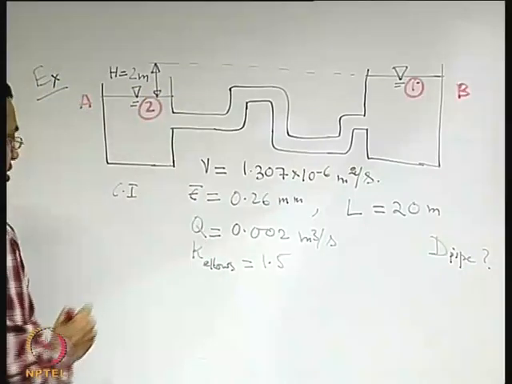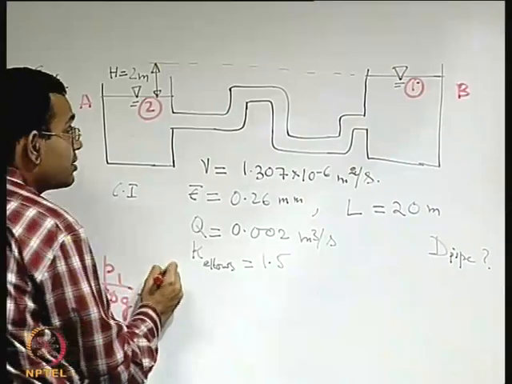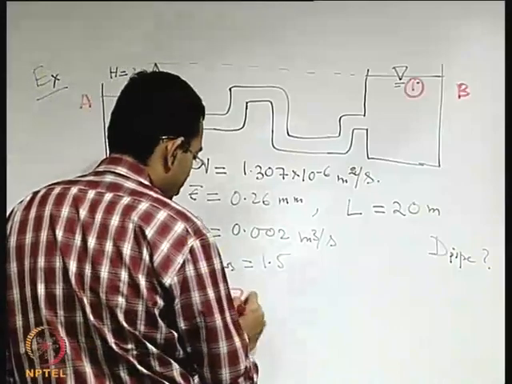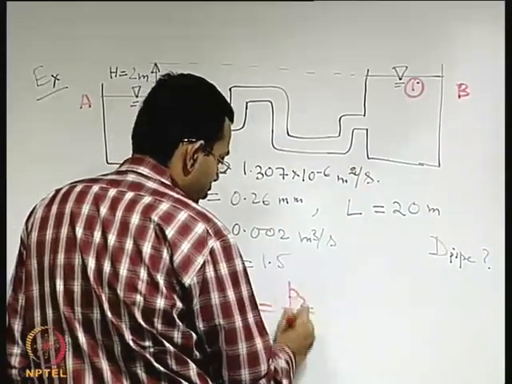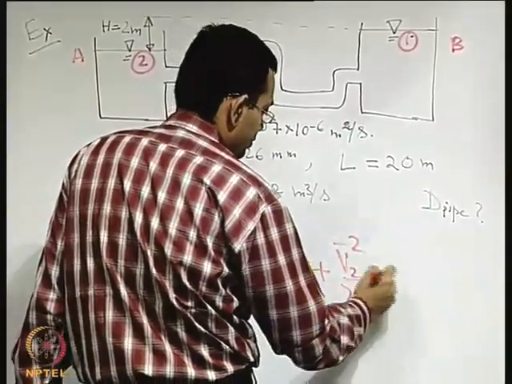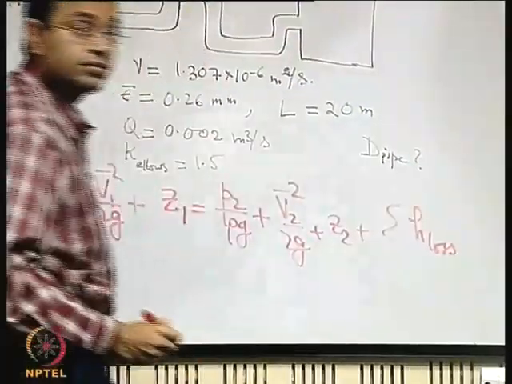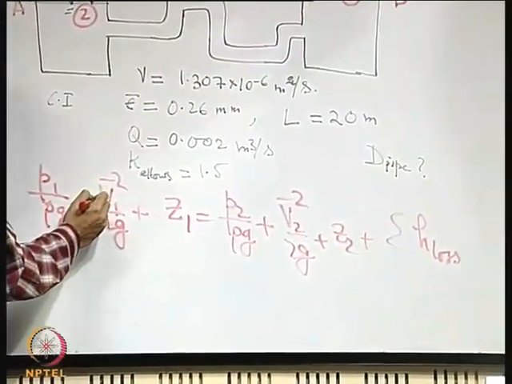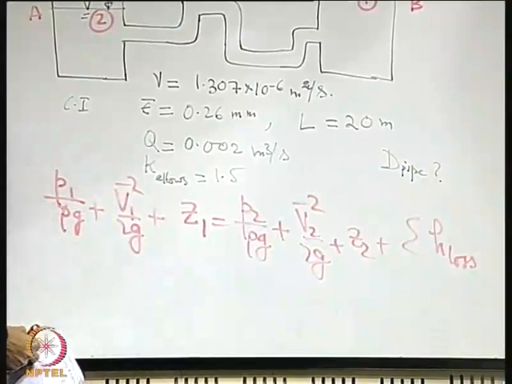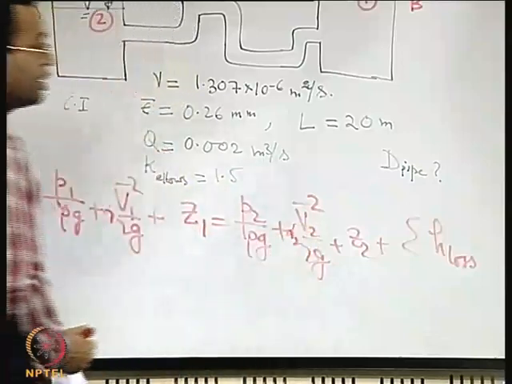So essentially what you write: P1 by rho g plus V1 square by 2g plus z1 is equal to P2 by rho g plus V2 square by 2g plus z2 plus the summation of head losses. To be technically correct, you have to use the kinetic energy correction factor at these places, but you will see that it will not be important. Let us write it just for the sake of writing it properly.